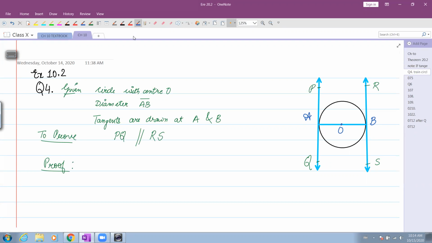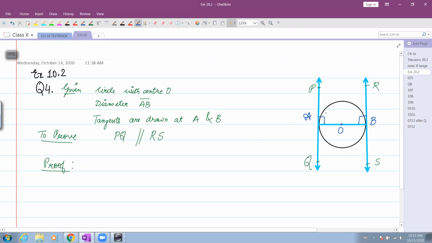To prove a pair of lines parallel to each other, you either need to prove corresponding angles equal, alternate angles equal, or co-interior angles supplementary. So you can use either of those results to prove PQ is parallel to RS. The first thing that I'm going to use is, since PQ and RS are tangents, they will be perpendicular to the radius at point of contact. That would mean that angle PAO will be equal to 90 degrees and angle PBO, RBO, will also be equal to 90 degrees. And this makes my co-interior angles supplementary and hence the lines will be parallel.